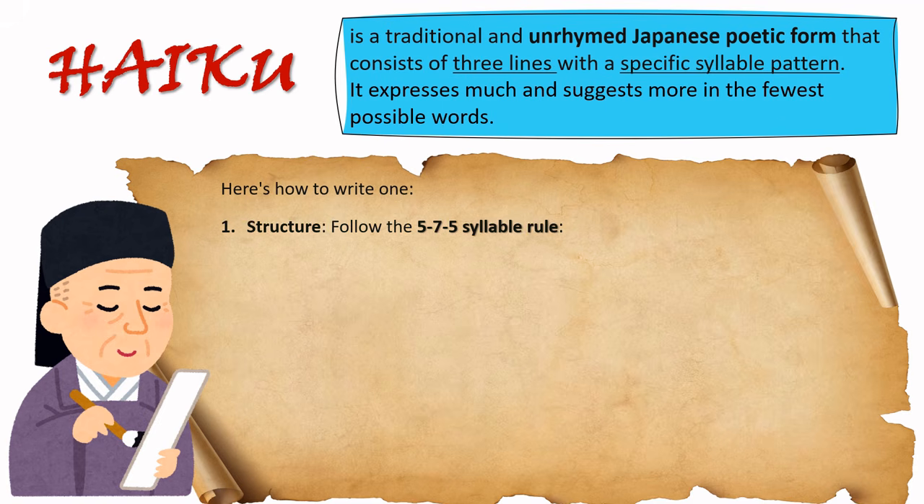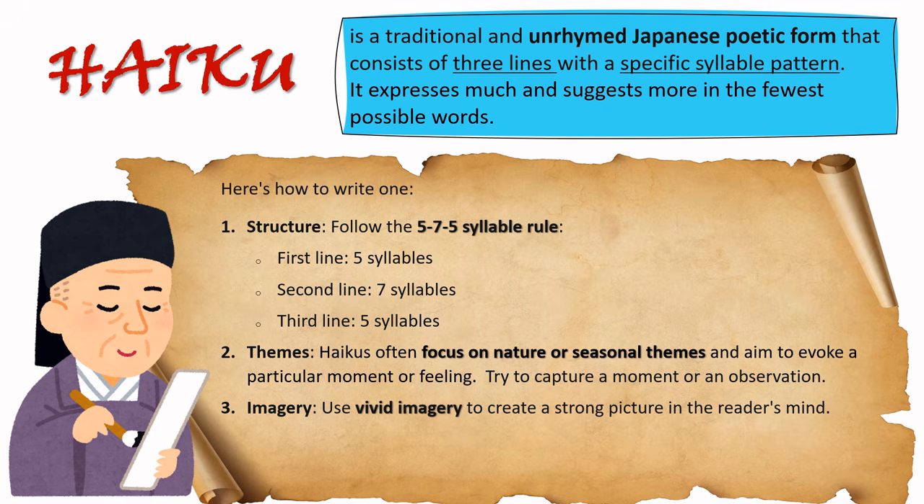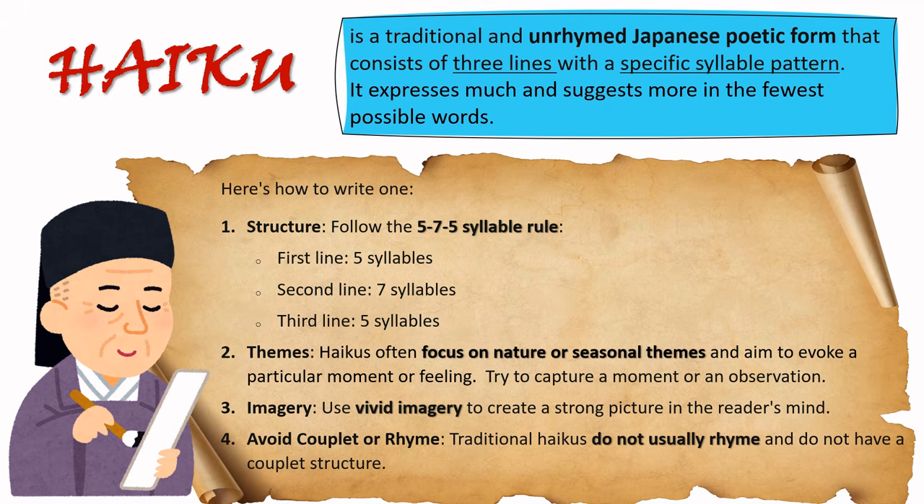Number 1. Structure. Follow the 5-7-5 syllable rule. First line must have 5 syllables, second line 7 syllables, while the third line must have 5 syllables. 2. Themes. Haikus often focus on nature or seasonal themes and aim to evoke a particular moment or feeling. Try to capture a moment or an observation. 3. Imagery. Use vivid imagery to create a strong picture in the reader's mind. And number 4, avoid couplet or rhyme. Traditional haikus do not usually rhyme and do not have a couplet structure.